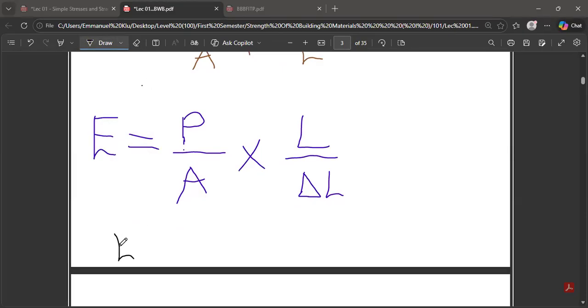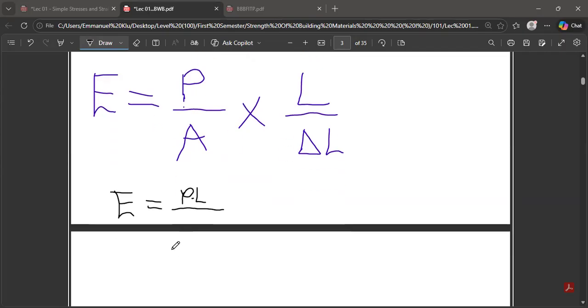So finally, I can choose to write my E equal to P L over, and if you see me putting dots over here, it means multiplication. So P L over what? Area times change in length.